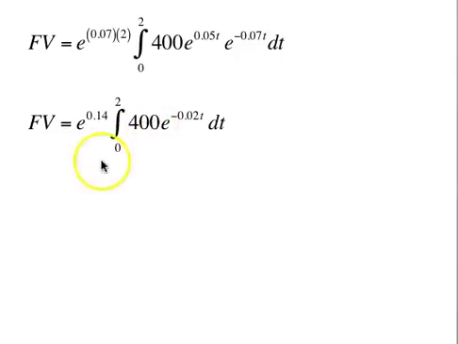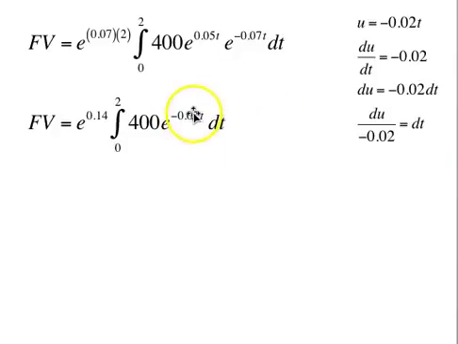400 is a constant. That could come out. Of course, this is going to require us to do another u substitution. So u is negative 0.02t. The derivative of u with respect to t is negative 0.02. du is negative 0.02 dt. du divided by negative 0.02 is dt.